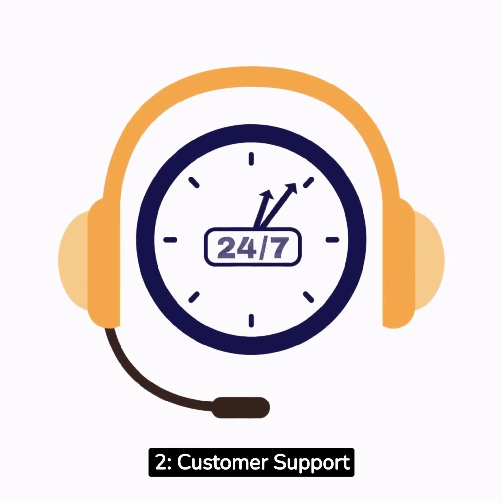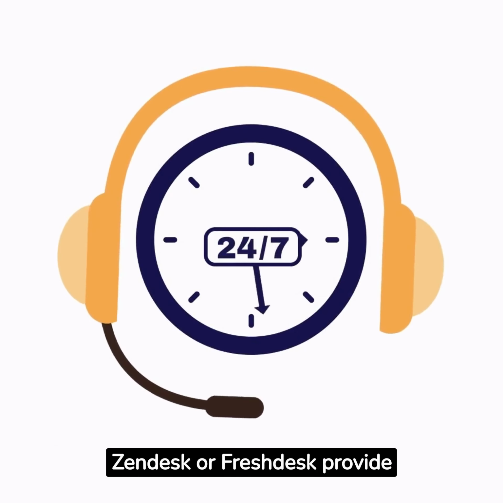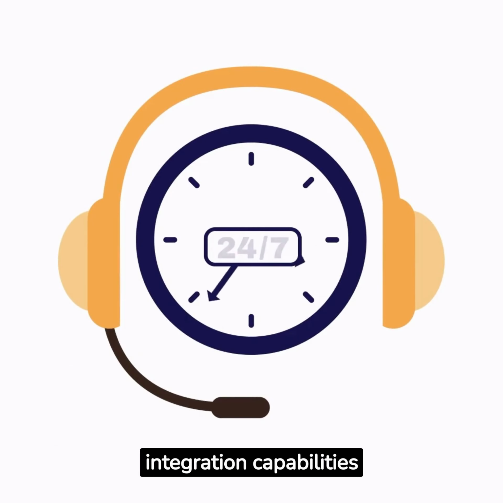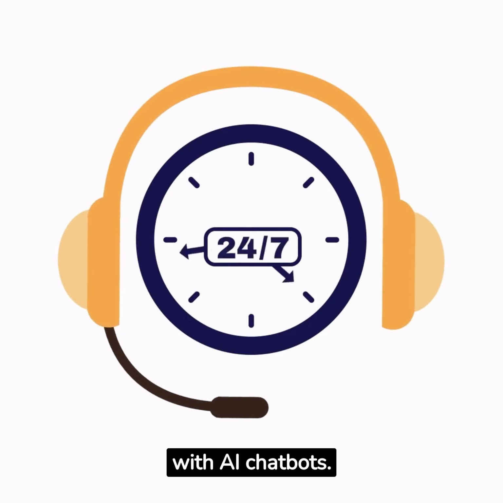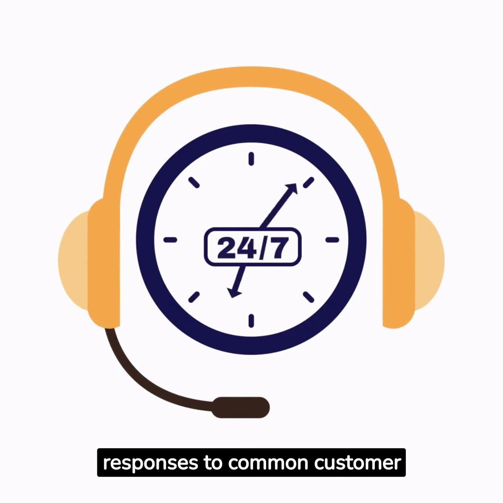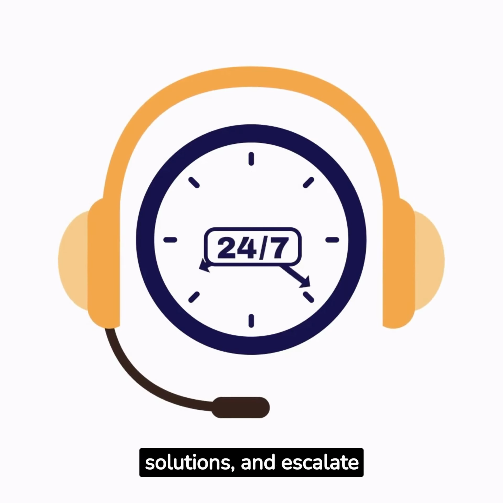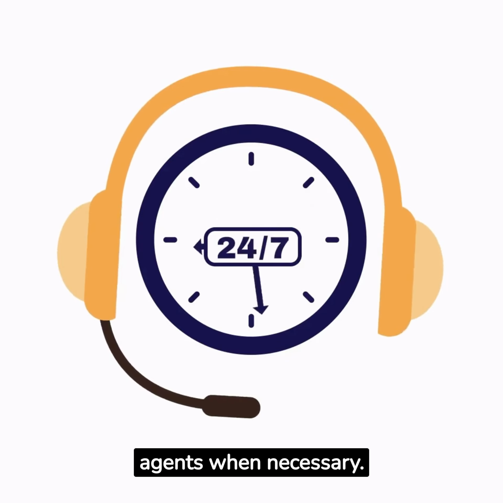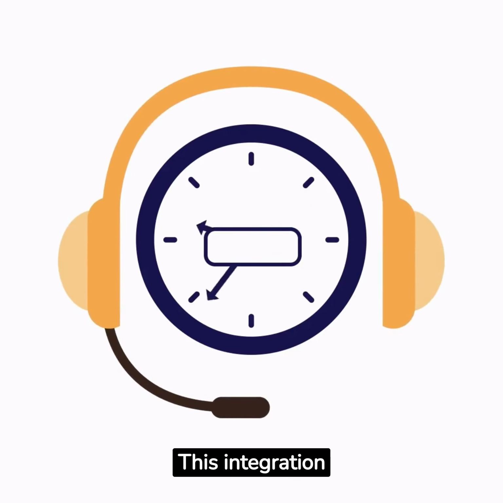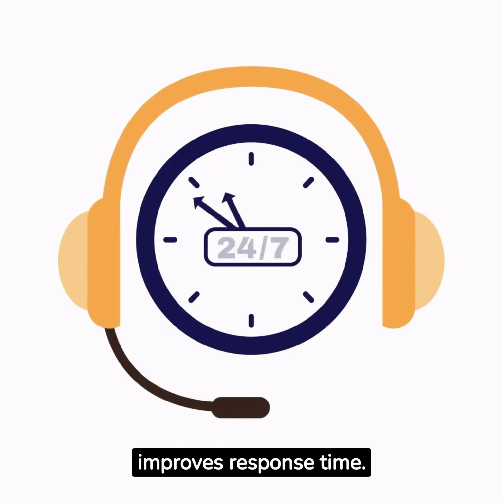Integration Option 2: Customer Support Systems. Customer support systems like Zendesk or Freshdesk provide integration capabilities with AI chatbots. By integrating ChatGPT into your customer support system, you can automate responses to common customer inquiries, provide instant solutions, and escalate complex issues to human agents when necessary. This integration option streamlines customer support processes and improves response time.